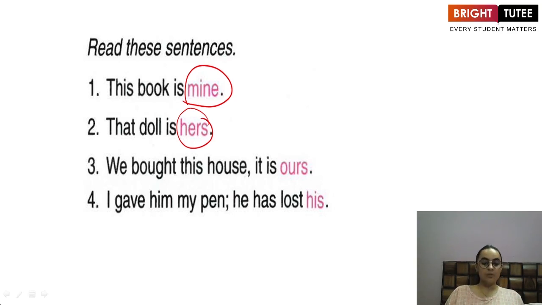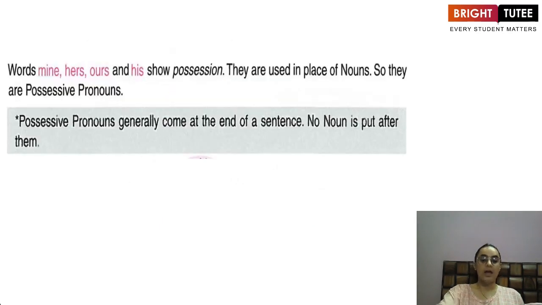We bought this house. It is ours. Ours is a possessive pronoun. I gave him my pen. He has lost his. His is a possessive pronoun. So all those pronouns that talk about something that belongs to you or is your possession is represented or is known as a possessive pronoun. We all know that a pronoun is always used in place of a noun itself. All right? Possessive pronouns will generally come at the end of the sentence.